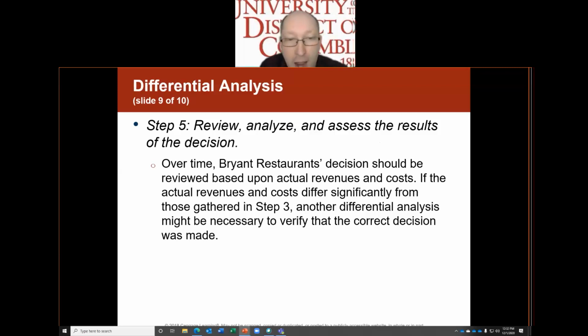If we realize that our revenue is still going up year to year, then we made the right choice. We don't need to make any corrections. However, if I realize that year 1, it was 15,000, year 2, it's 10, did I make the right choice? I don't know. I might need to make some corrections. That's why step 5 is assess the results of the decision.